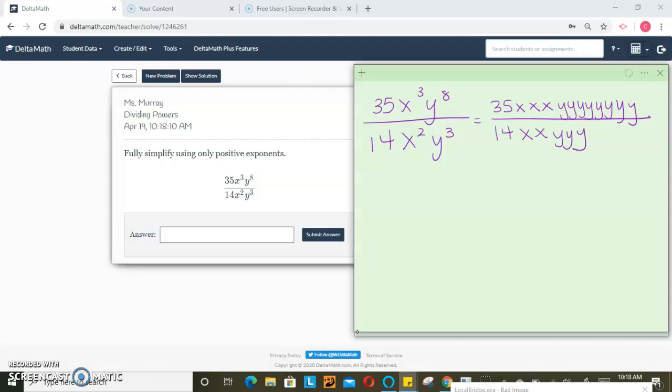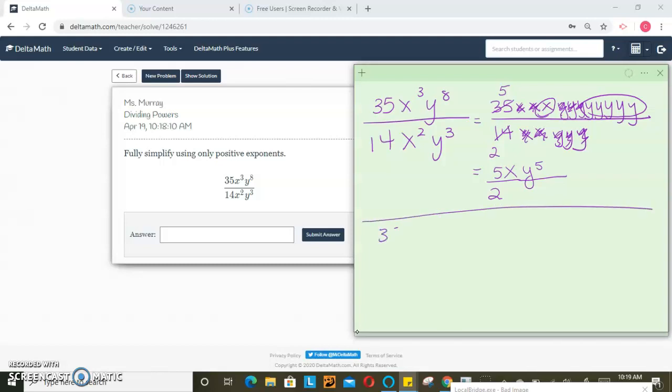So 35 and 14 have a common factor of 7. 7 goes into 35 5 times, and 7 goes into 14 2 times. So my coefficient is going to be 5 over 2. I have 2 sets of x's in common that I can cancel out. I'm left with 1 x. It's in the numerator, so that's where it stays. I have 3 y's in common. 3 sets of y's, I should say. That leaves me with 1, 2, 3, 4, 5 y's in my numerator, so y to the 5th. So the only thing that ended up in my denominator at the end was the 2 I got when I simplified. So that's one way to do it.